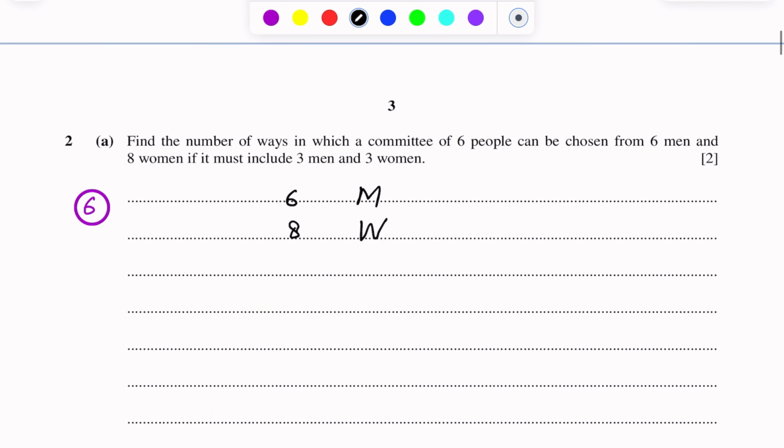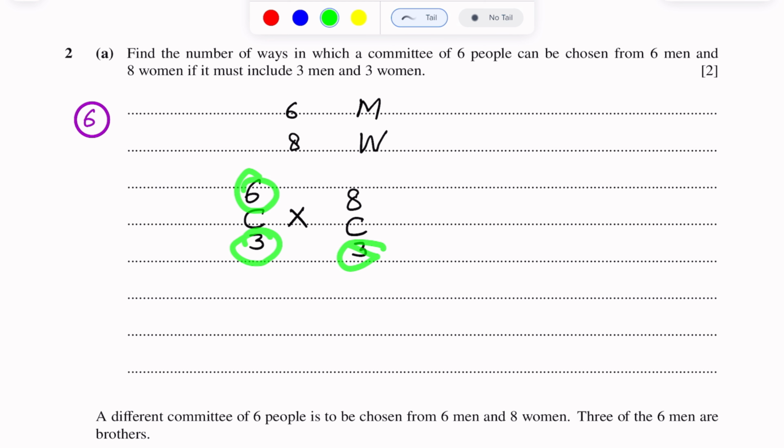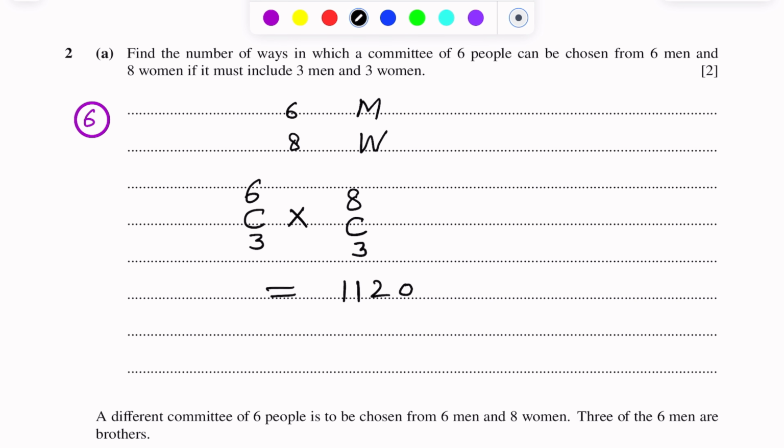So we will write 6C3 into 8C3. These are total 3 plus 3, 6. After calculating, we get the answer 1120. This is the answer.